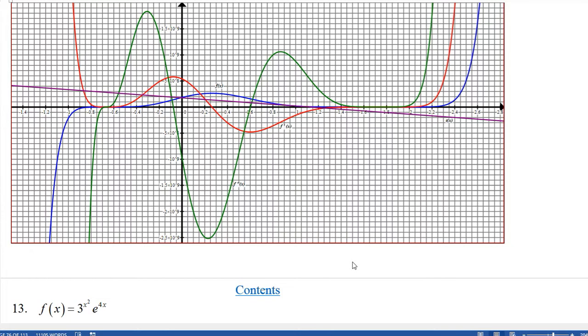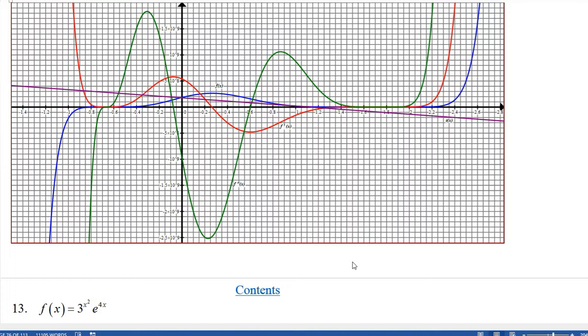Okay, this is Jack Jackson back, and we're in our series of problems where we're trying to work out some first derivative, second derivative, and the tangent line at x equals 1, given the formula for a function. This time we're going to look at the function f of x equals 3 to the power x squared times e to the power 4x.